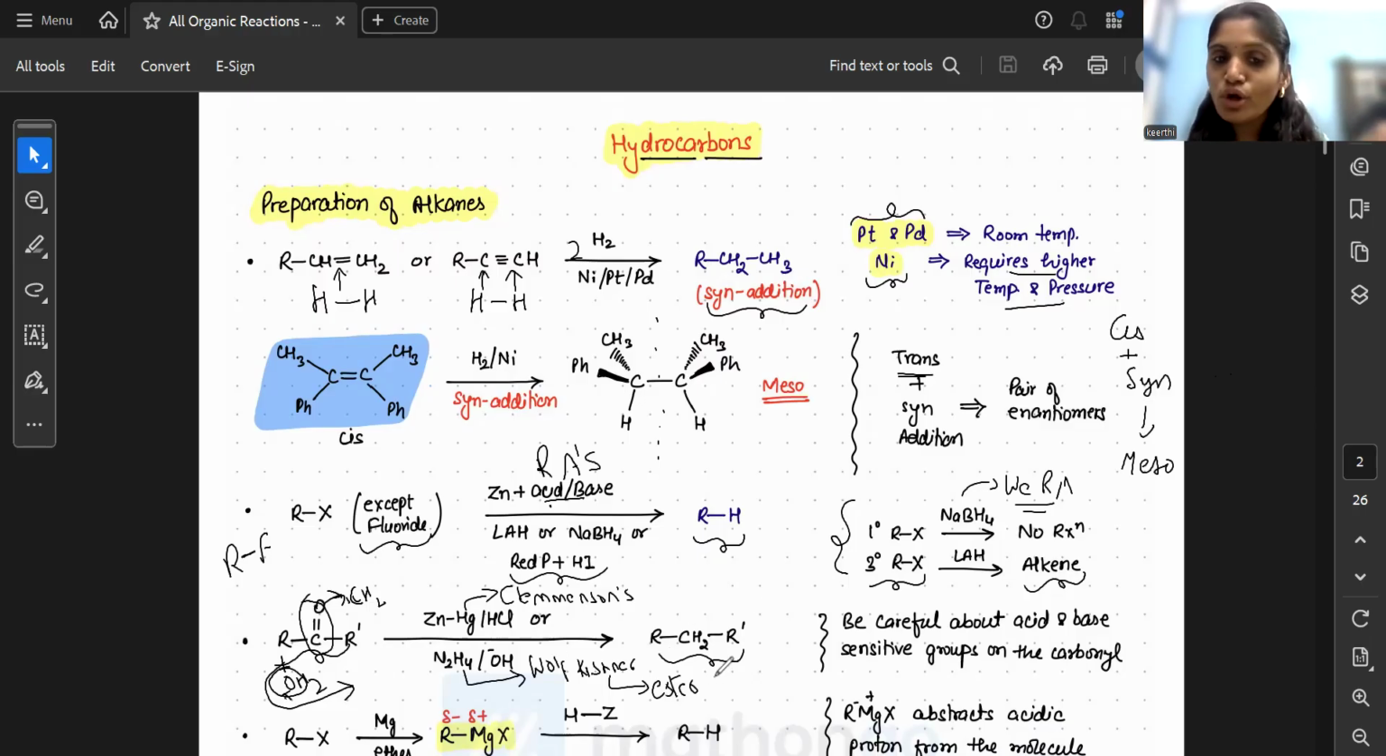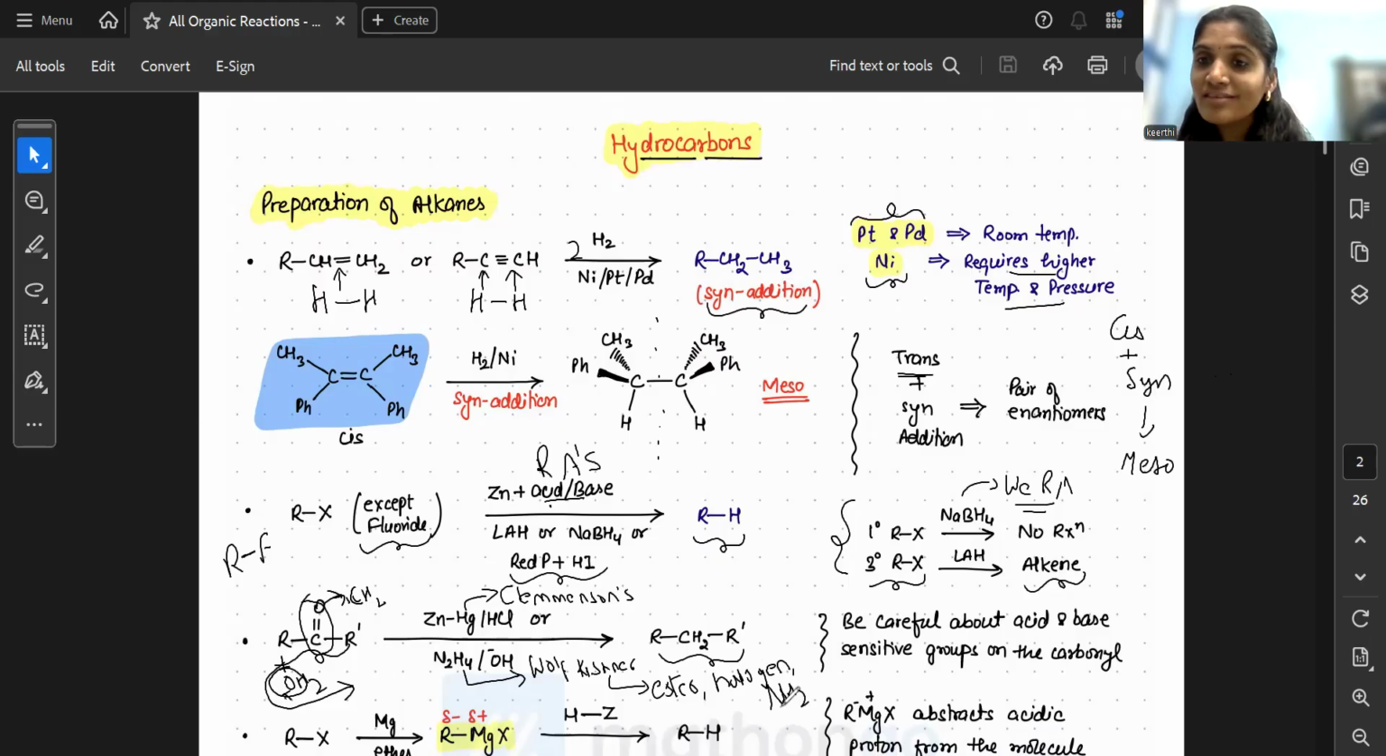Okay, so please don't use a Wolff-Kishner if base sensitive. Ester is a base sensitive group. Your halogens also are sometimes base sensitive groups. And amines are also base sensitive groups.